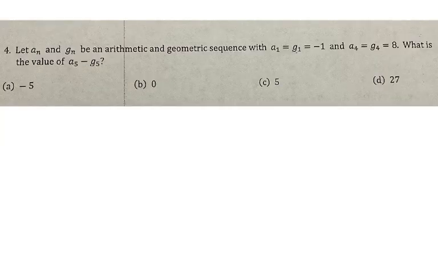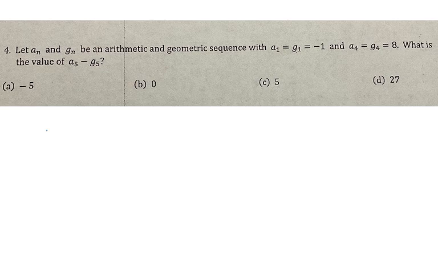Let A sub n and G sub n be arithmetic and geometric sequences where A sub 1 equals G sub 1 and they're starting at -1, and A sub 4 equals G sub 4 and they're at 8. What's the value of A sub 5 minus G sub 5? It's not going to be 0. They're not the same because they're different sequences.